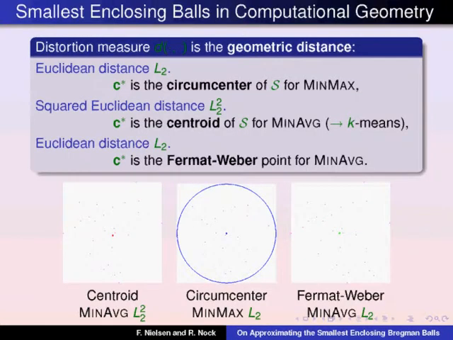In computational geometry, the usual distortion measure is the geometric distance. The circumcenter is defined as a point that minimizes the maximum distance to the dataset. The centroid is defined as a point that minimizes the average square distances to the point set. And the so-called Fermat-Weber point is defined as a point that minimizes the average Euclidean distance to the point set. The drawings below depict the centroid, the circumcenter, and the Fermat-Weber point for the same dataset.